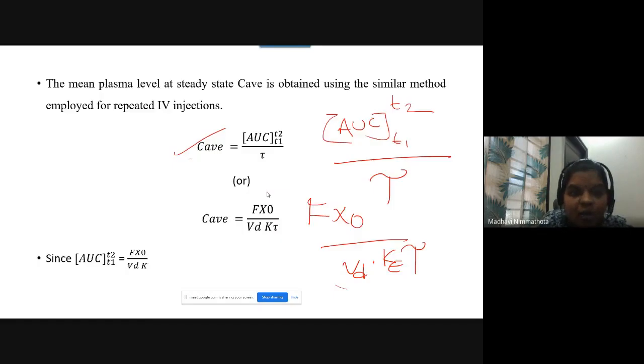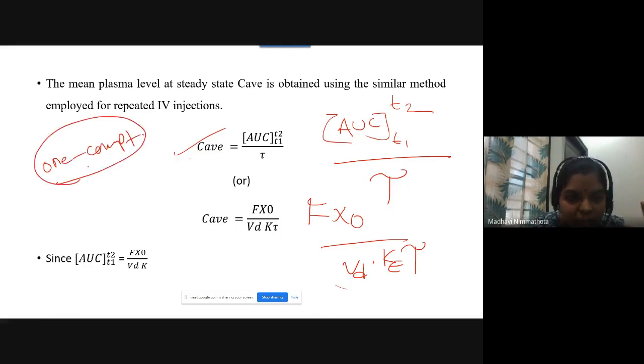So this is your extravascular administration of the drug, which follows the one compartment open model. So this completes your multiple dosage extravascular administration by one compartmental open model. Okay.